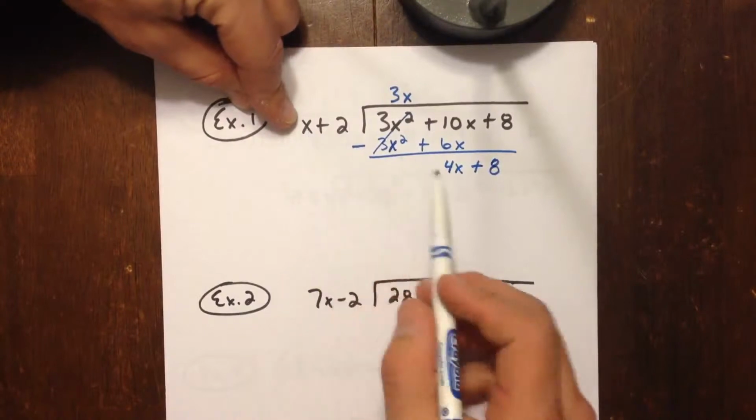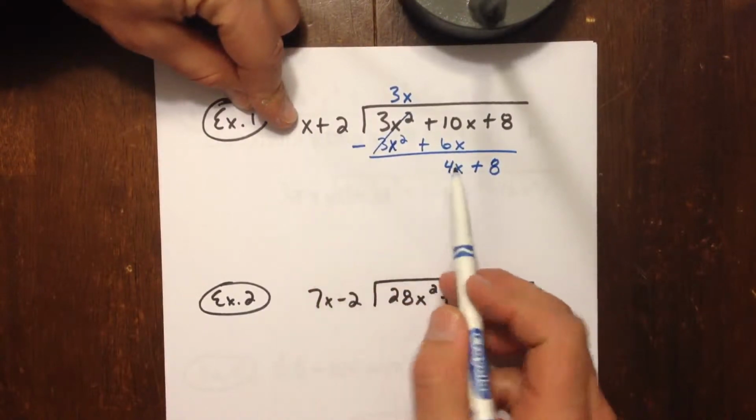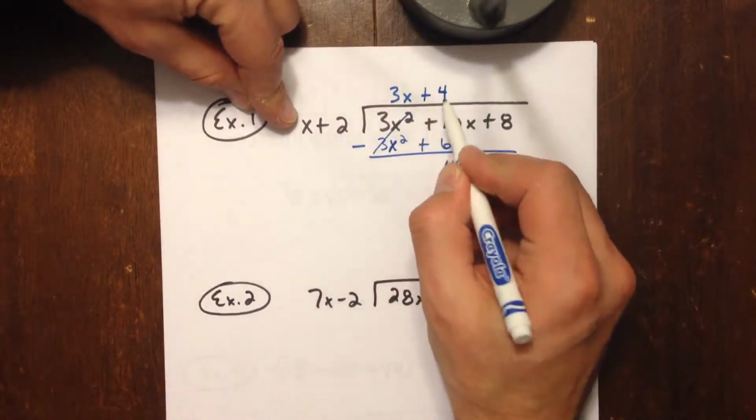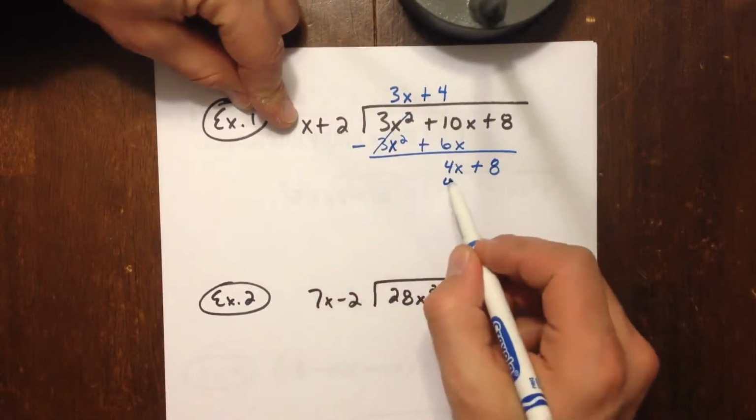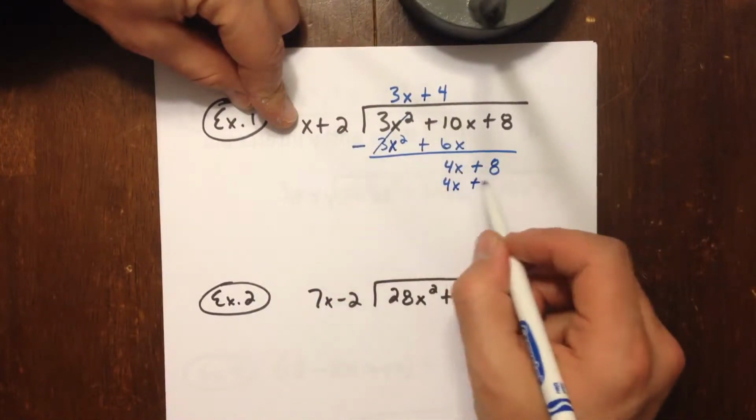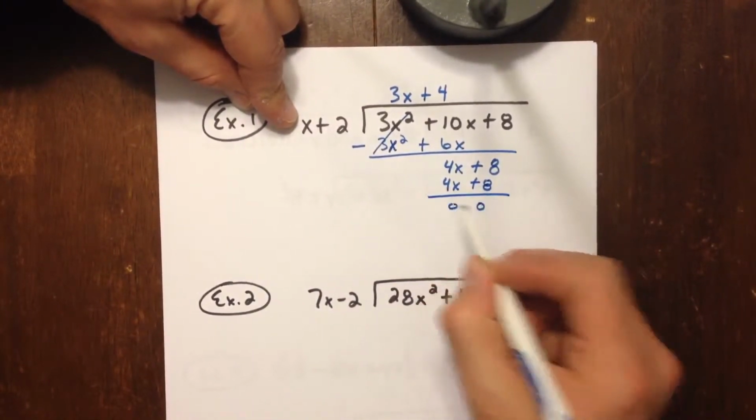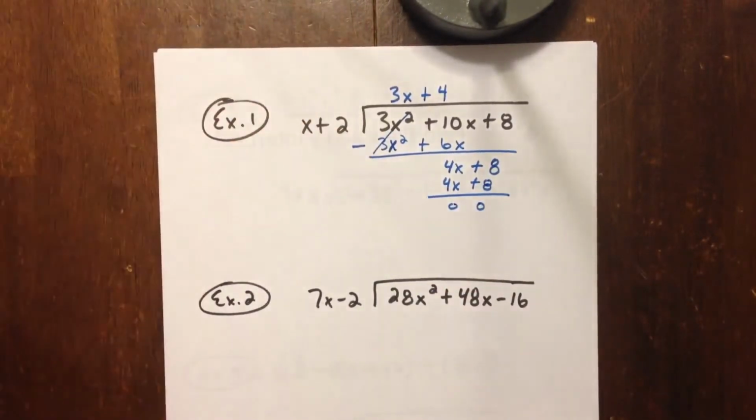Again, x goes into 4x 4 times, and 4 times x is 4x. 4 times 2 is 8. They both make 0. No remainder.